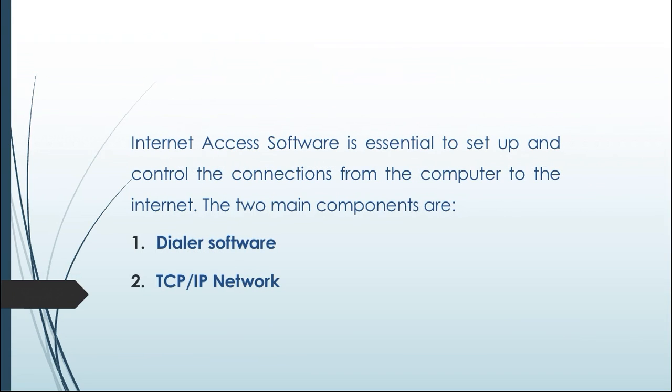Internet access software is essential to set up. Now, how do we use internet through internet access softwares? They are essential setups in your computer, like just in so many other softwares you have in your PC, you have this one as well. For example, the two main components of the software are dialer software, TCP IP network.